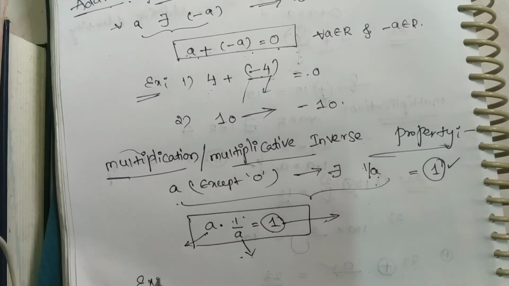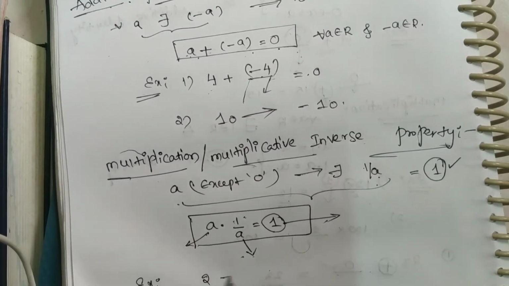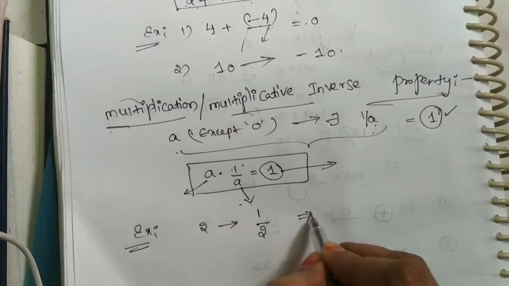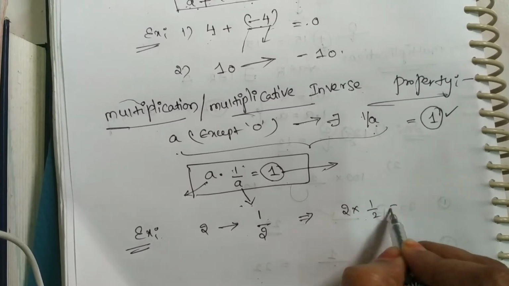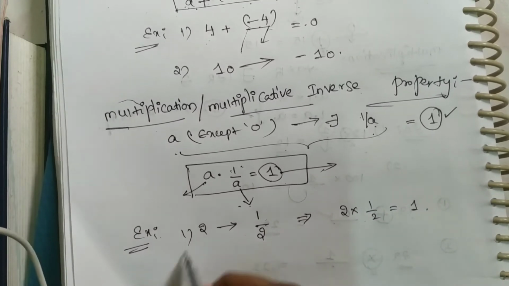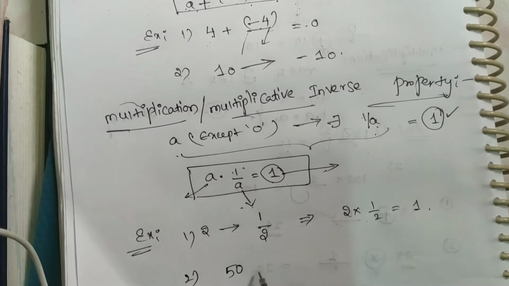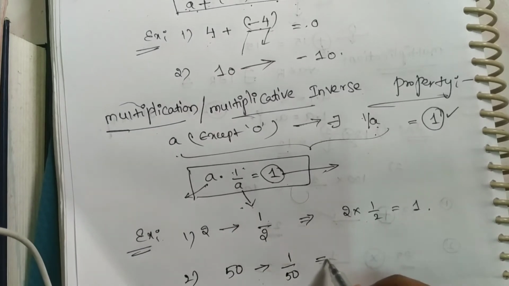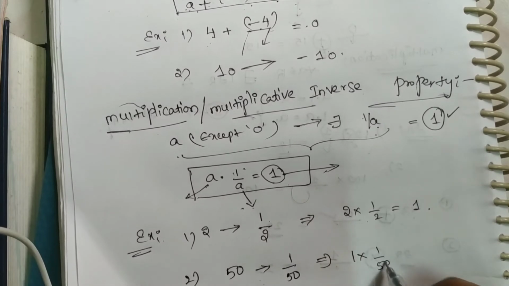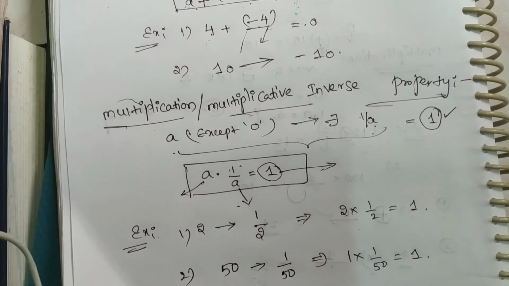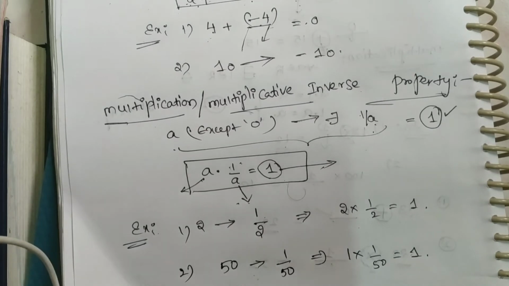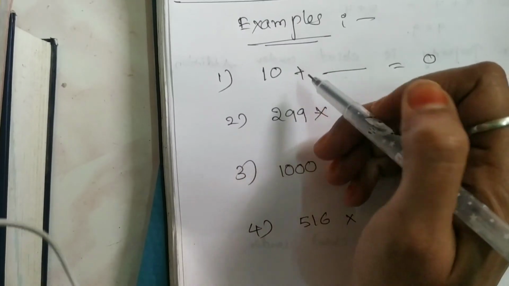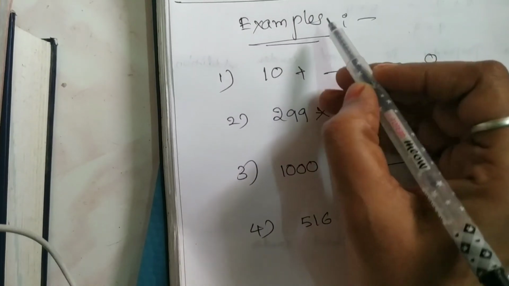So moving to examples. 2 is a real number and the reciprocal of 2 is 1 by 2. When both are multiplied, 2 into 1 by 2 equals 1. Let us see another example, 50. The reciprocal of 50 is 1 by 50. So 50 into 1 by 50 equals 1. So this is the multiplicative inverse property. Let us see a few more examples of additive and multiplicative inverse property.